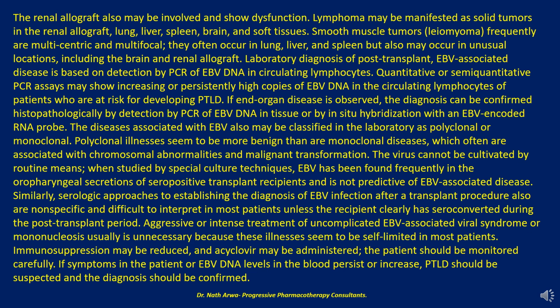Aggressive or intense treatment of uncomplicated EBV-associated viral syndrome or mononucleosis usually is unnecessary because these illnesses seem to be self-limited in most patients. Immunosuppression may be reduced, and acyclovir may be administered. The patient should be monitored carefully. If symptoms in the patient or EBV DNA levels in the blood persist or increase, post-transplantation lymphoproliferative disorders should be suspected and the diagnosis should be confirmed.